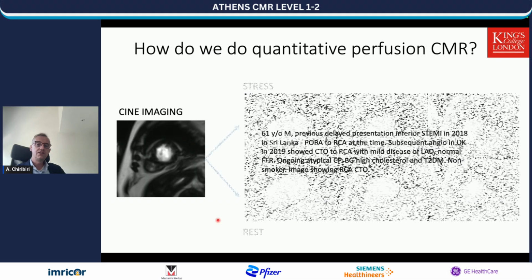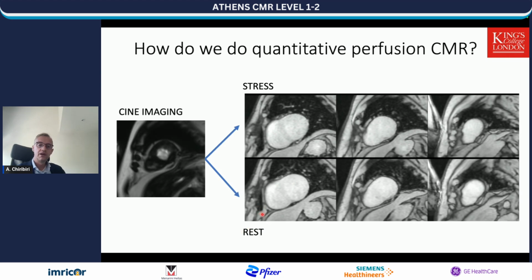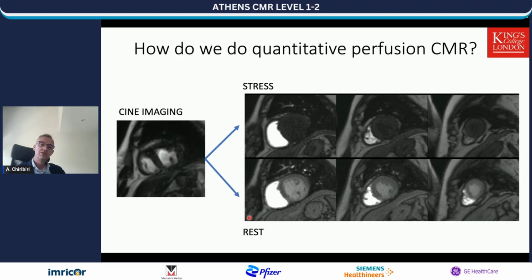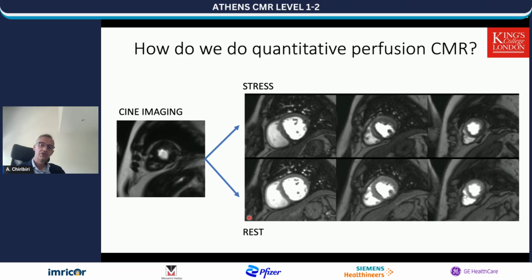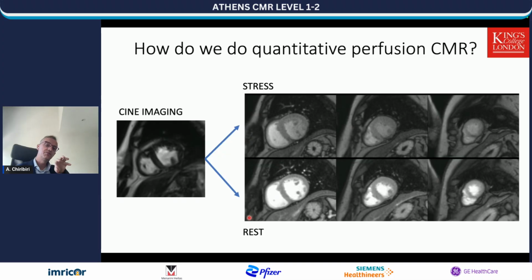However, this is how his perfusion images look like acquired in free breathing. And you have the stress images at the top and the rest images at the bottom. And if we play the movie, you see that the respiratory motion is completely removed. And therefore, the myocardium is in a fixed position.